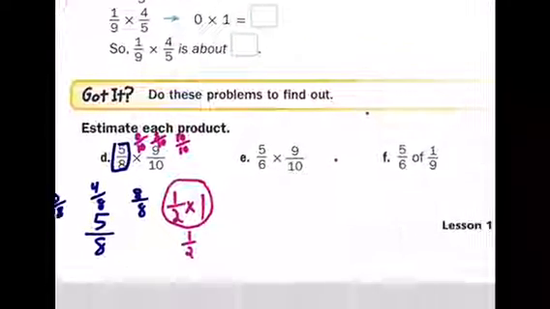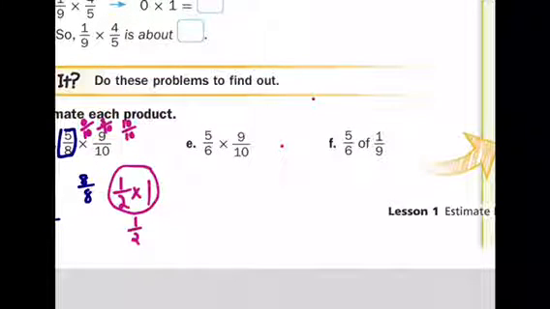All right, so now here is your job. Your job is to do E and F. Remember, for each one, each fraction is either going to be 0, half, or 1. And you could write down the helper fractions if you need to. Okay, pause the video and do E and F. Go.